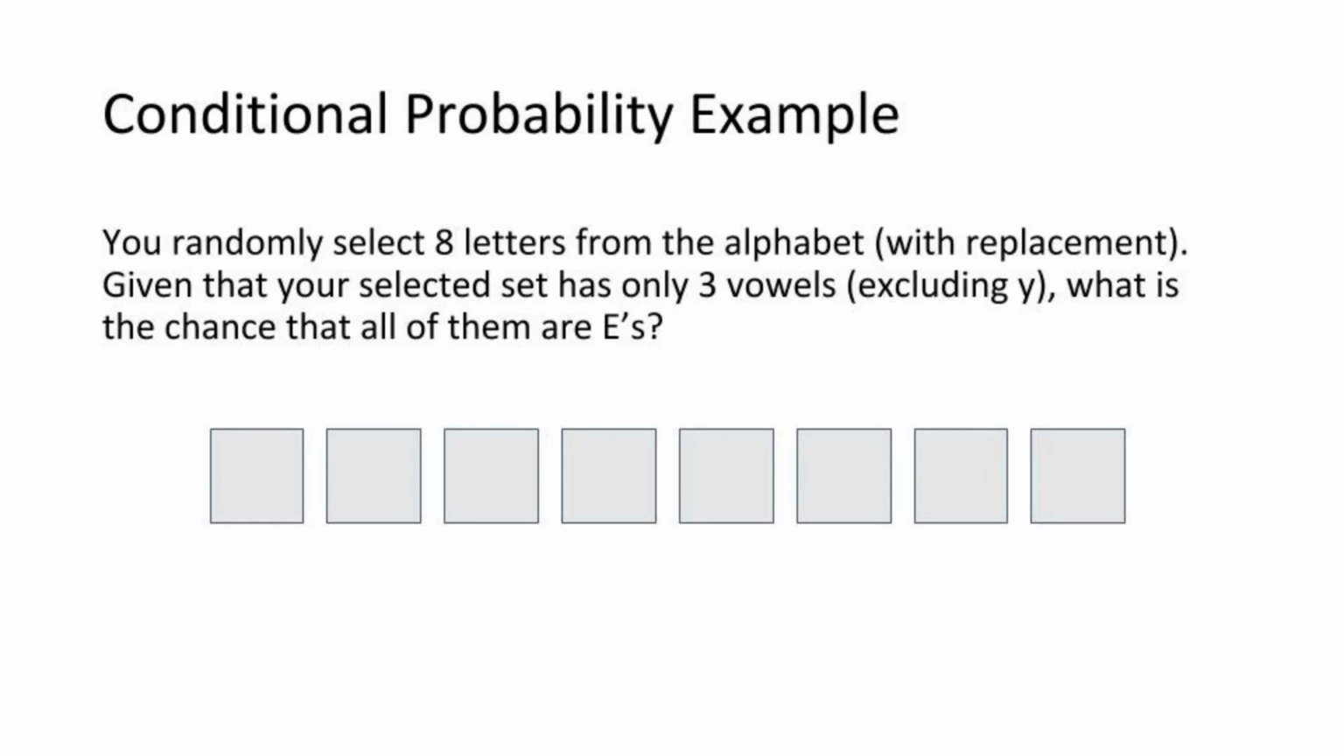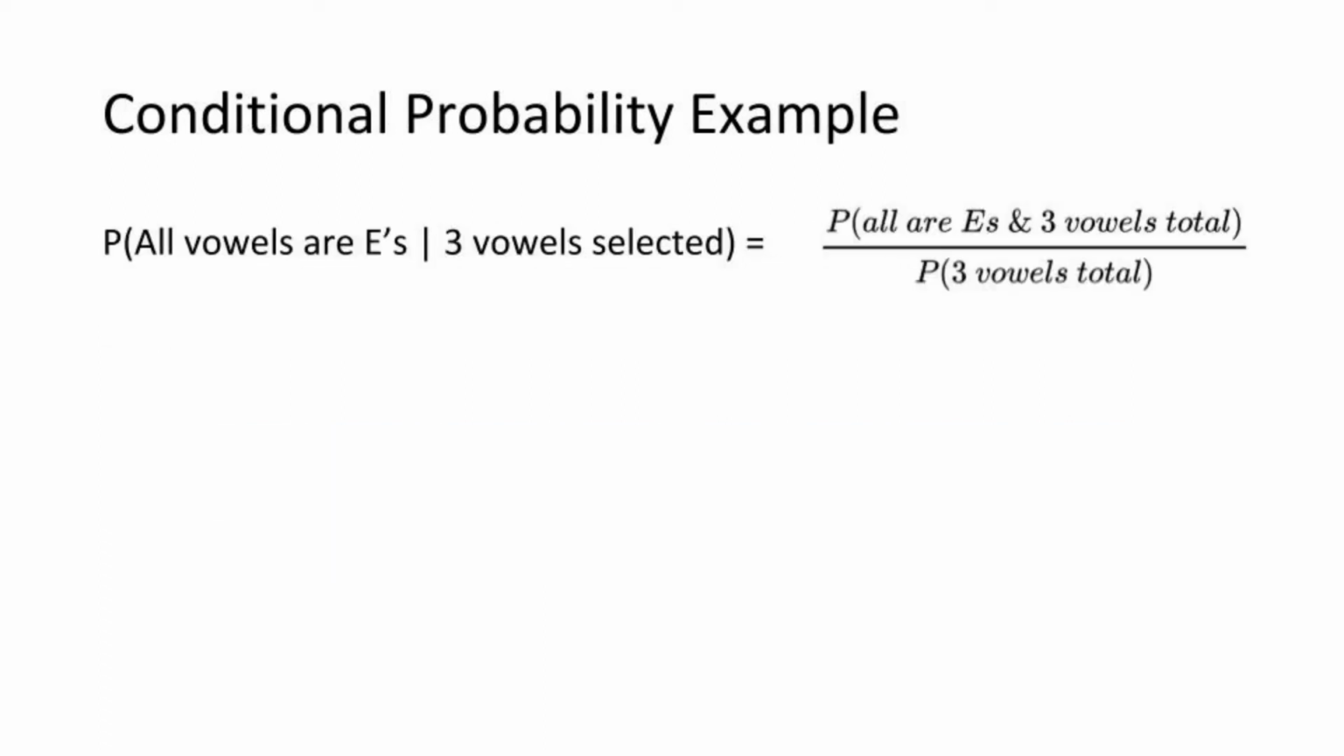You randomly select 8 letters from the alphabet with replacement. Given that your selected set has only 3 vowels in it, not including Y, what is the chance that all of them are E's? Using our conditional formula, the probability that all the vowels are E's, given that there are 3 vowels, is the probability that you have 3 vowels and all of them are E's divided by the probability that you have 3 vowels in the first place.